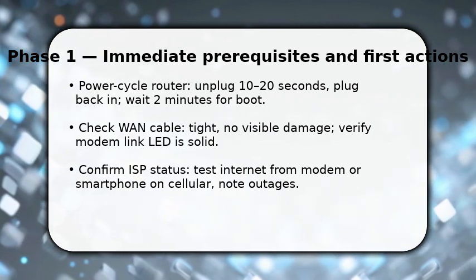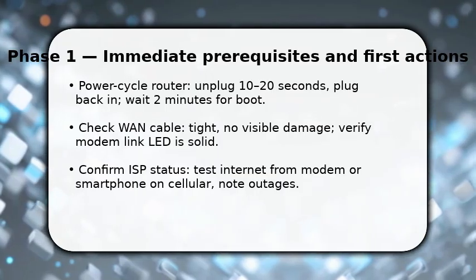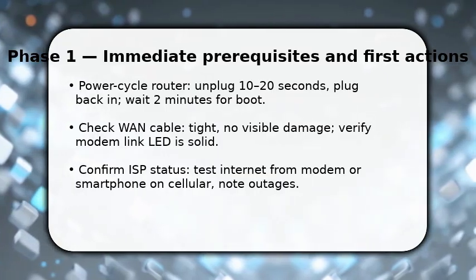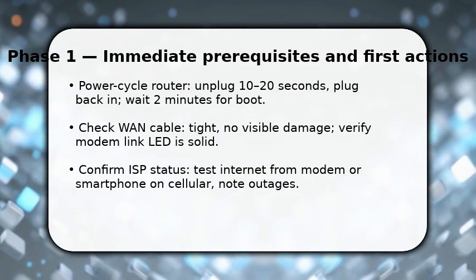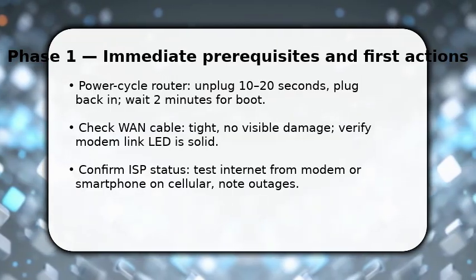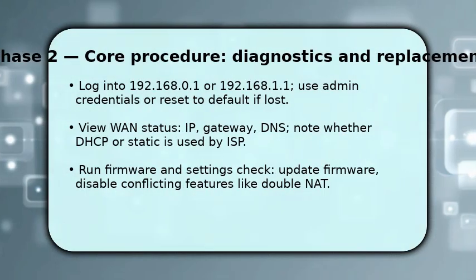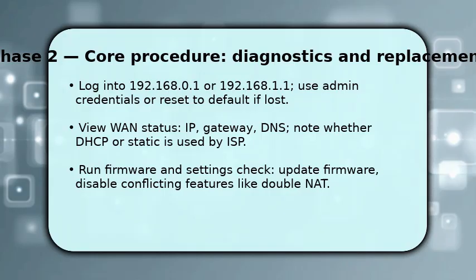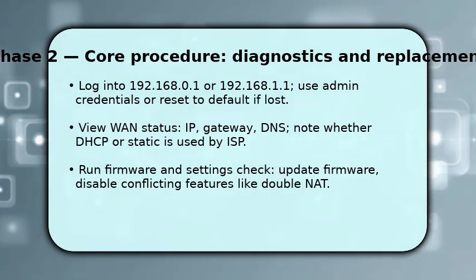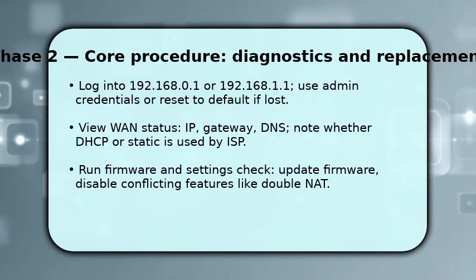Once done with hardware checks, log into the Tenda web UI at 192.168.0.1 or 192.168.1.1 using your admin password. If you cannot, perform a 10-second factory reset, then re-login.